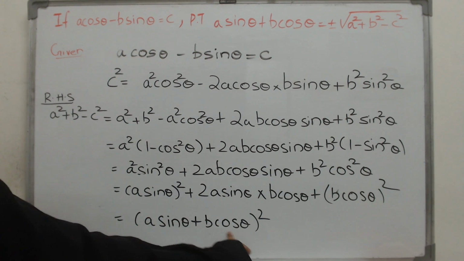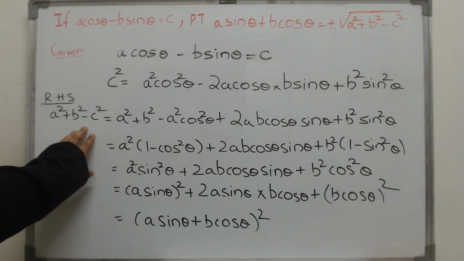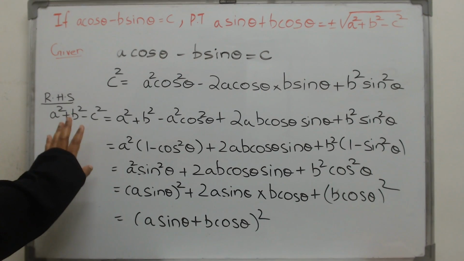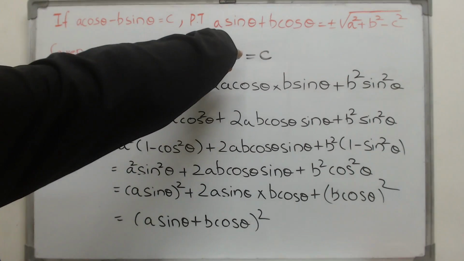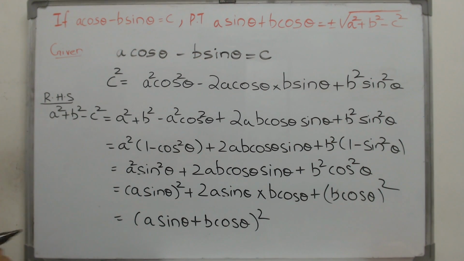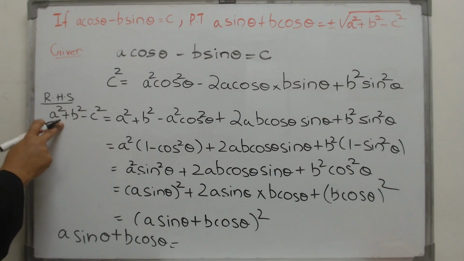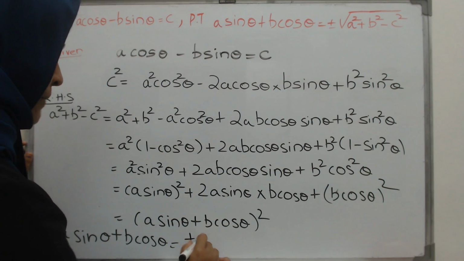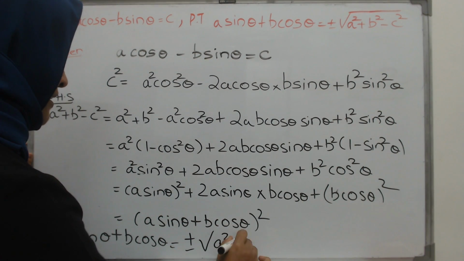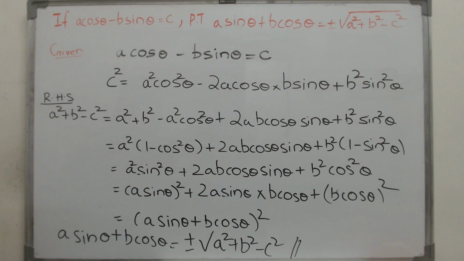Now we know that the square of this is equal to a square plus b square minus c square. But then that is not what we want. We want just this term, not its square. So just take the square root on both sides. Then what do you have here? Just these two terms. And here what do you have? Plus or minus square root of the term that we started with.